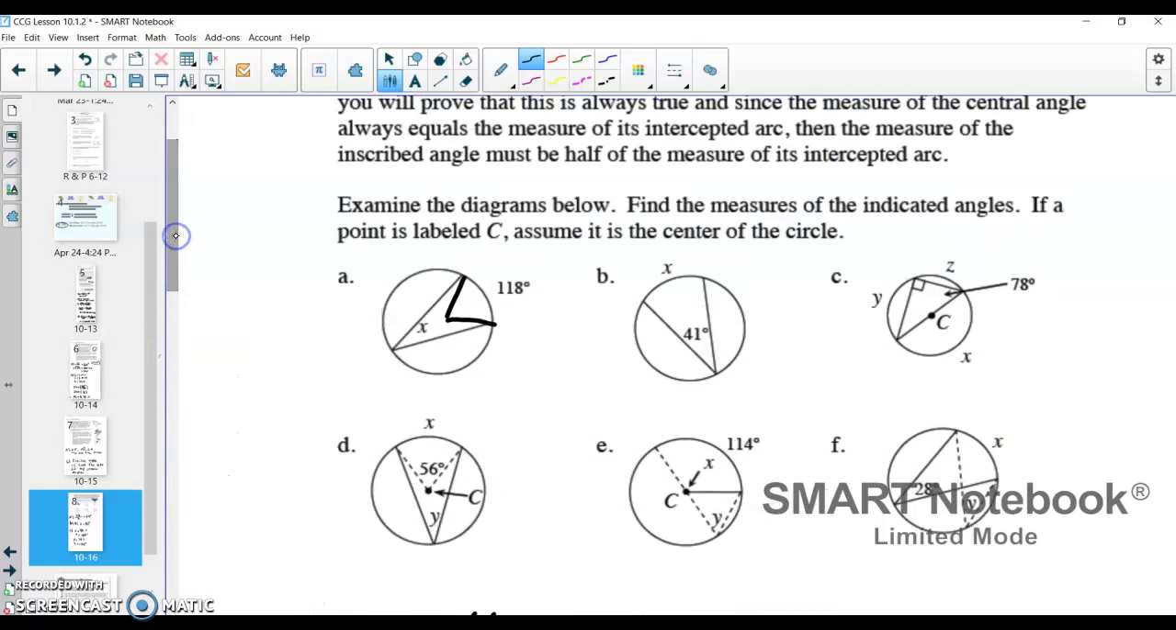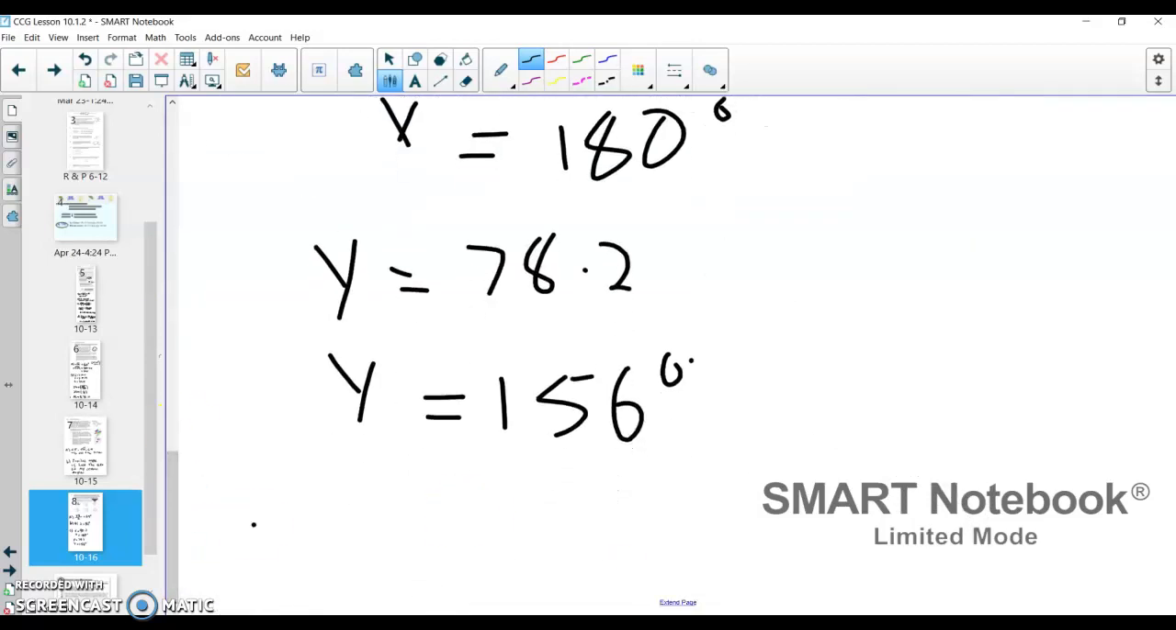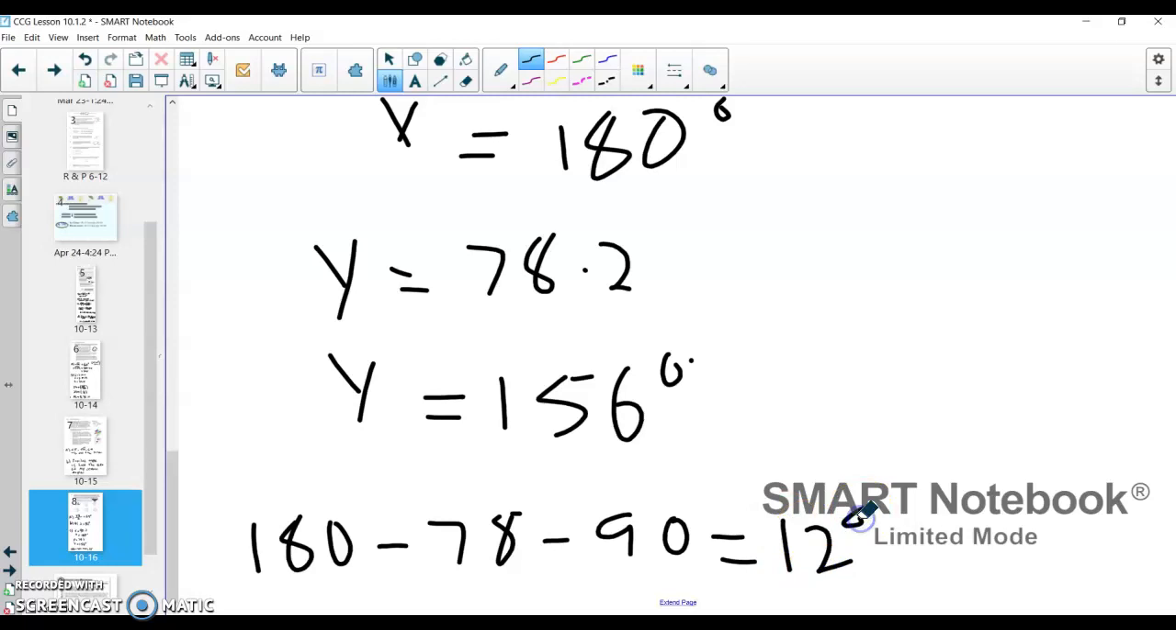And then lastly, I have to do a couple of things here. I know that was 90, I know that was 78, so I need to find out what that last angle is. I'm going to use the Triangle Sum Theorem. There are 180 degrees in a triangle. We have to take away the 78 because that's part of it, and take away the 90, and whatever's left is our last angle. So 180 minus 78 minus 90 leaves me with 12 degrees.